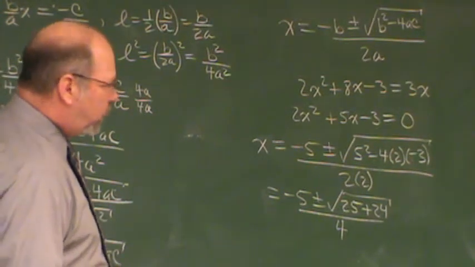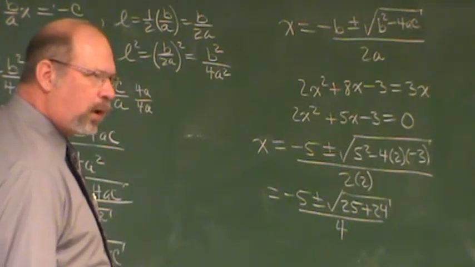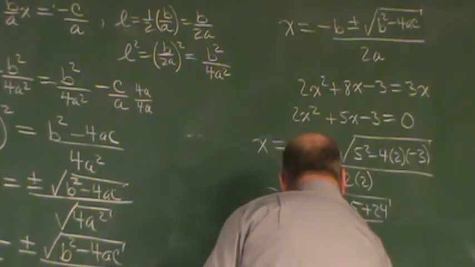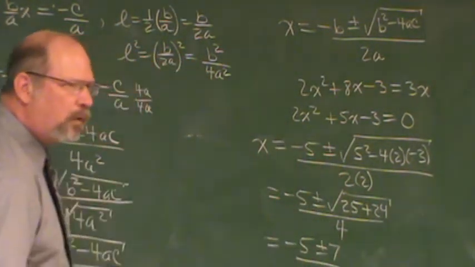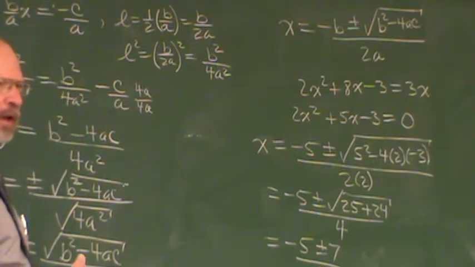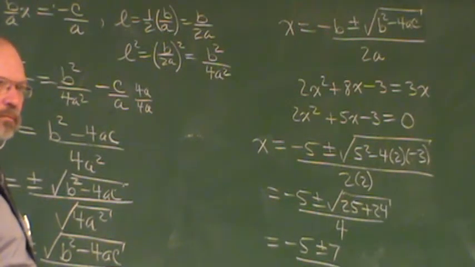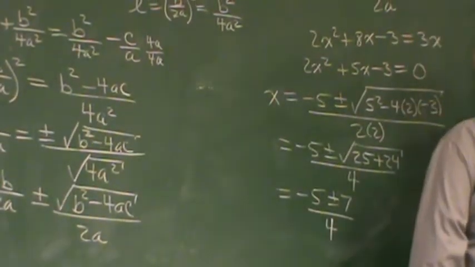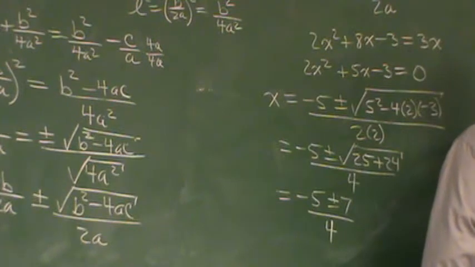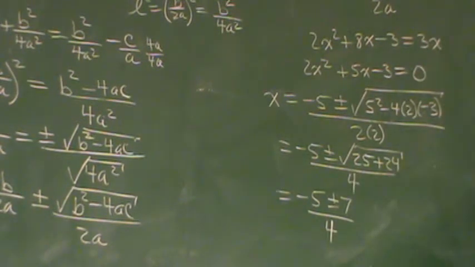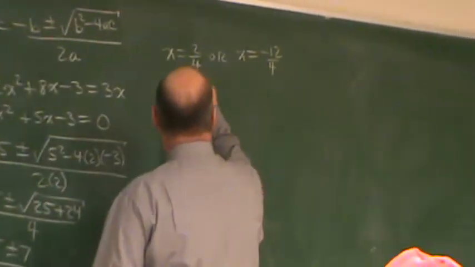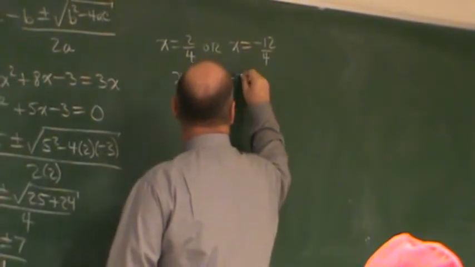Now, 25 plus 24 is what? 49. Square root of 49 is? 7. So this turns into negative 5 plus and minus 7 over 4. And basically with these, you keep going until you can't go anymore. Because we have rational numbers, we can keep going. Negative 5 plus 7 is 2. So we get x equals 2 over 4, or x equals negative 5 minus 7, which is negative 12 over 4. Well, that turns into 1/2 and -3, doesn't it?